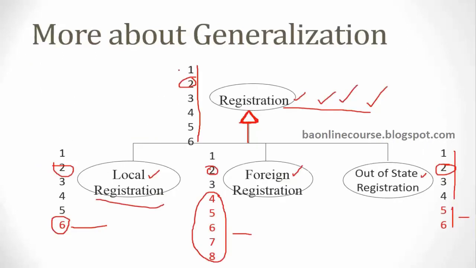So that's what we are doing. We are defining 6 steps here, and step number 6 I'm changing in the local registration, and 4, 5, 6 I'm changing, and I'm adding 2 additional steps, 7 and 8. And then out of registration I'm just changing steps 5 and 6. Okay. So that way, at least the common steps are referred from the parent use case.